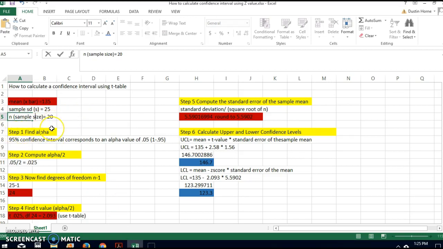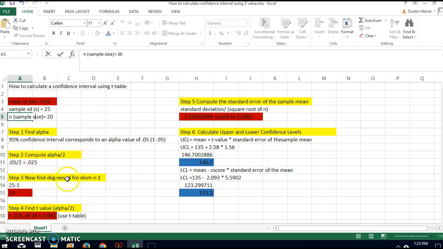Now, step 1, you don't necessarily have to go in this exact order, but you do need to find alpha. And alpha is just 1 minus your confidence level, which is 0.95. So alpha is 0.05. Then compute alpha divided by 2. 0.05 divided by 2 is 0.025.